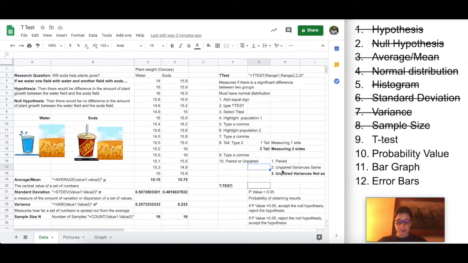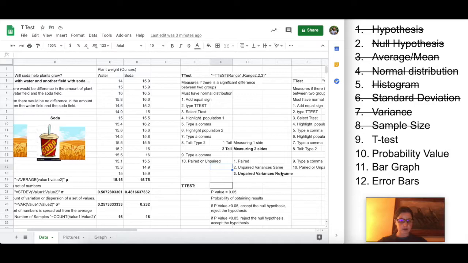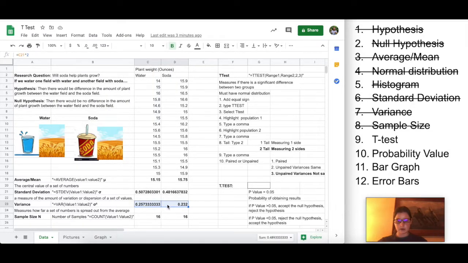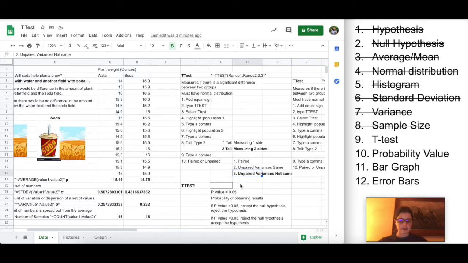And there's two types of unpaired. Unpaired where the variances are the same, and unpaired where the variances are not the same. In order to know the difference, we just look at the variances. These are the variances between the two. They are not the same, so we're going to go ahead and put 3. Unpaired and variances are not the same for the t-test. You don't need to know tail or paired or unpaired, but if this helps you understand why we chose it, then hopefully it'll help you better understand the t-test.